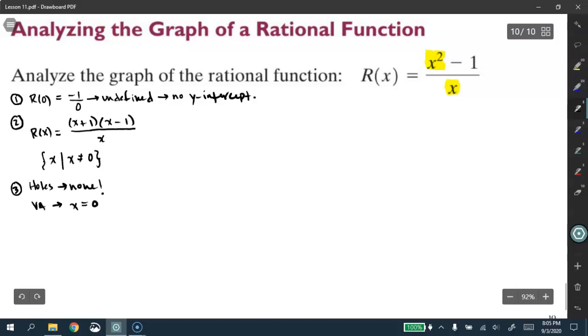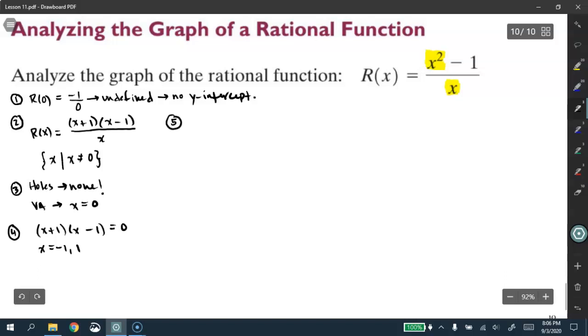Step number 4 is to find the x-intercept. To find the x-intercept, recall that we need to take the numerator, which is x plus 1 times x minus 1, and set that equal to 0. When we do that, the two x-intercepts we end up with are x equals negative 1 and x equals positive 1. So we end up with two x-intercepts. Finally, the last thing we need to focus on is the horizontal asymptote. This is the reason why we have this particular discussion and this question.